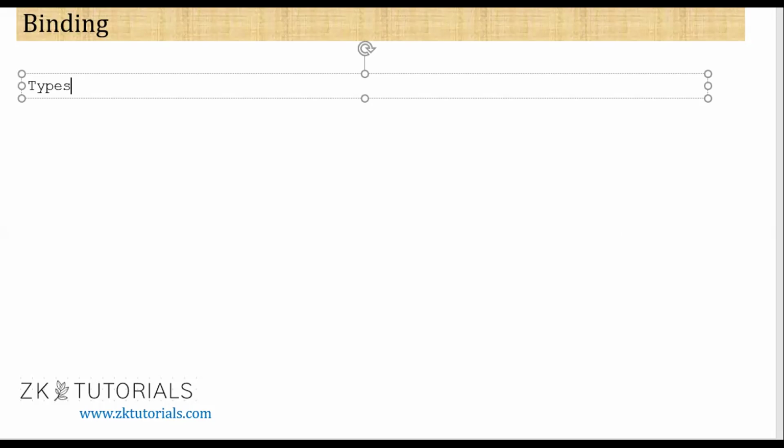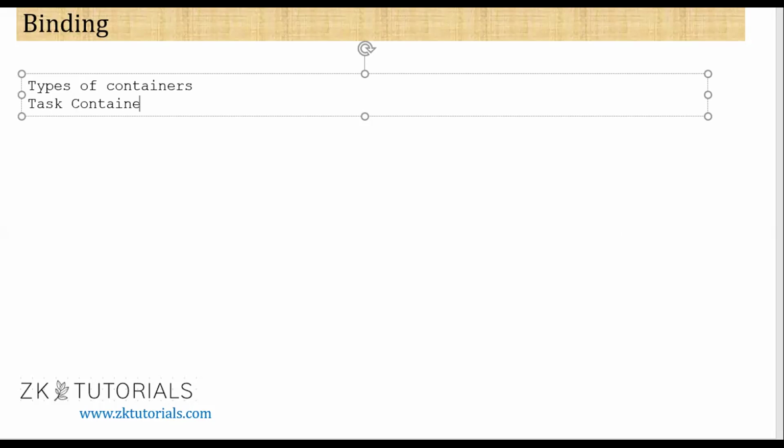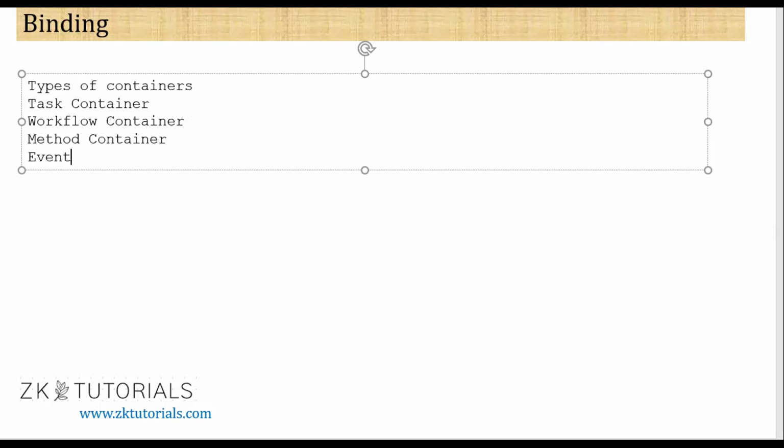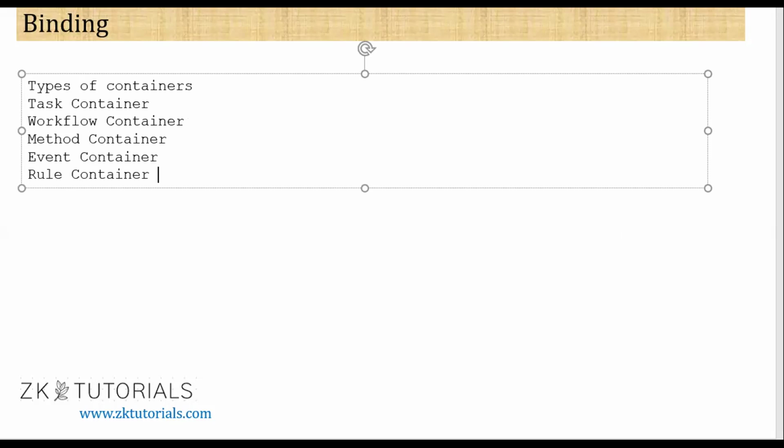What were the types of containers? The task container, then the workflow container, then the method container, then the event container, and at the last the rule container. So these are the five types of containers we have already discussed. If you want to know more in depth, you can watch my previous session. You will get good info about all of these types of containers. So guys, let's start with binding.